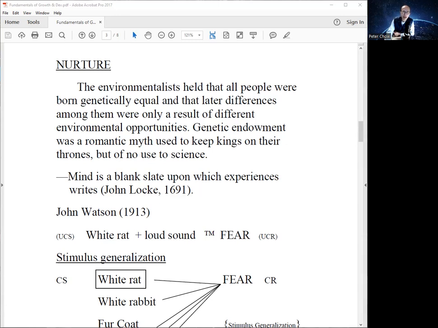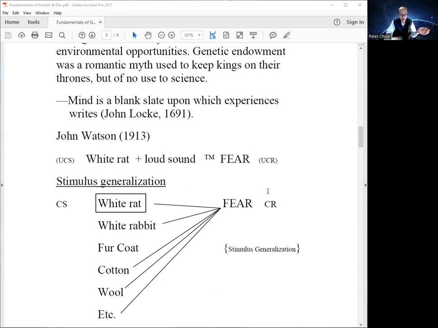Okay, so you see here, John Watson conducted a very famous experiment, a horrible experiment. He borrowed Pavlov's findings on the conditioning of dogs. He conditioned a 9-month-old baby named Albert to fear a whole variety of objects. Take a look here.